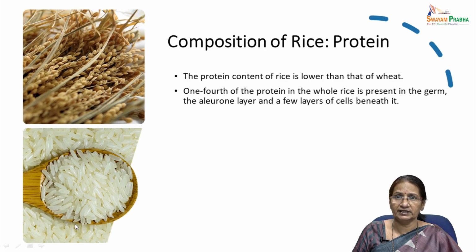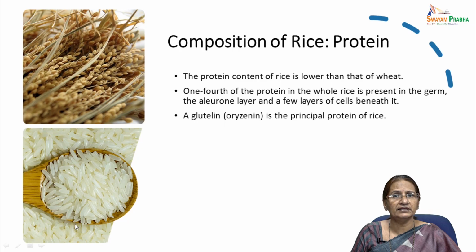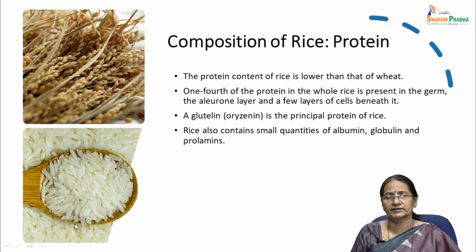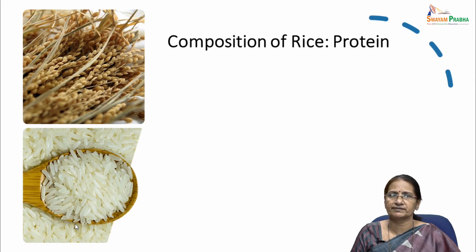One-fourth of the protein in the whole rice is present in the germ, the aleurone layer, and a few layers of cells beneath it. A glutelin, that is oryzenin, is the principal protein of rice. Rice also contains small quantities of albumin, globulin, and prolamins. The proteins of the husked and polished rice have a lower biological value but a higher digestibility than those of rice bran and rice polishings.